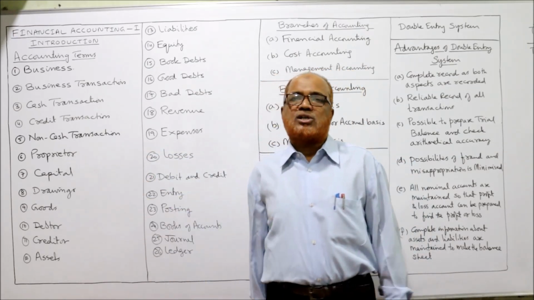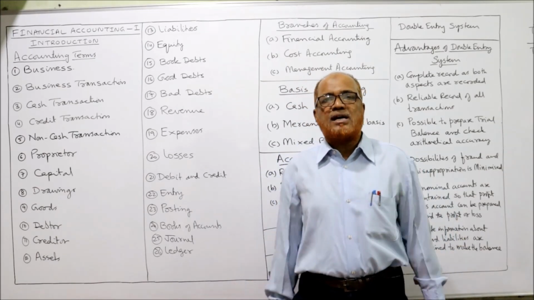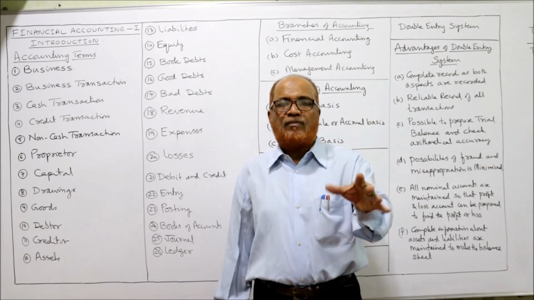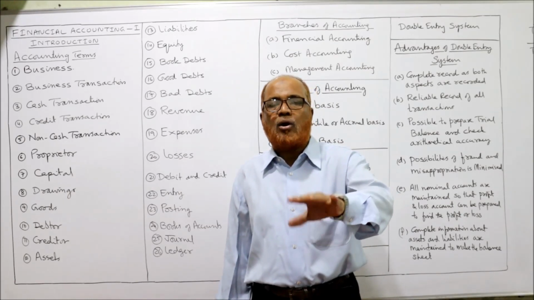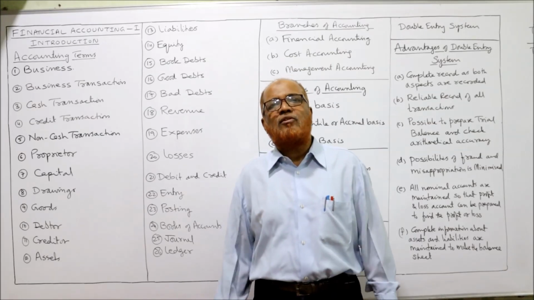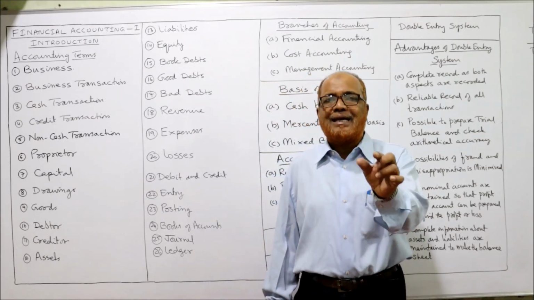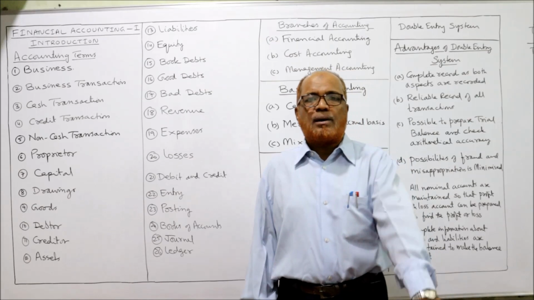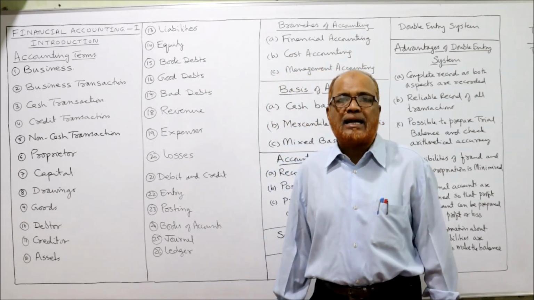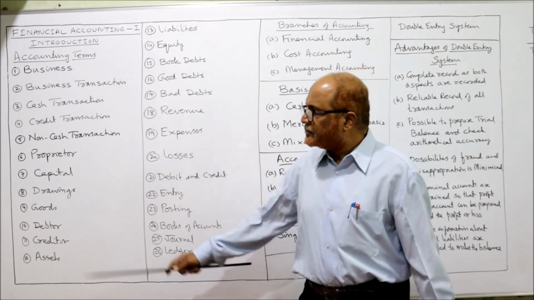Now, non-cash transaction. There are some transactions which do not involve any cash, whether payment of cash immediately or postponement of cash. No cash at all. Those types of transactions are called non-cash transactions. Examples of non-cash transactions are depreciation, bad debts, etc.